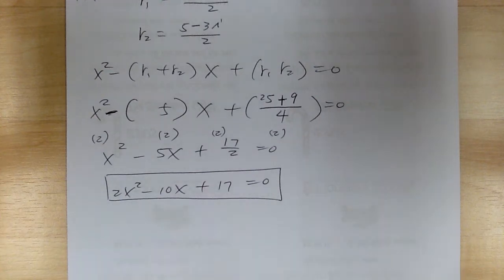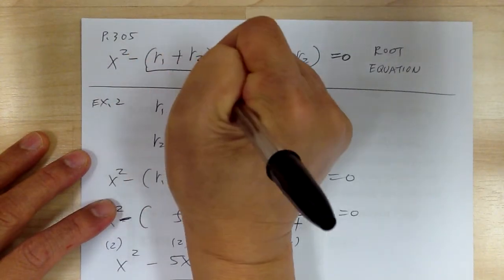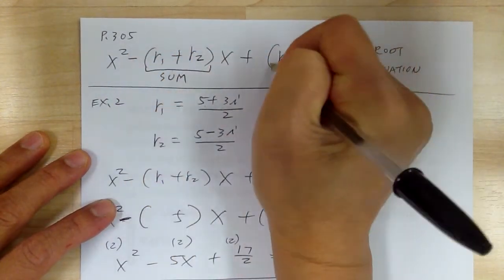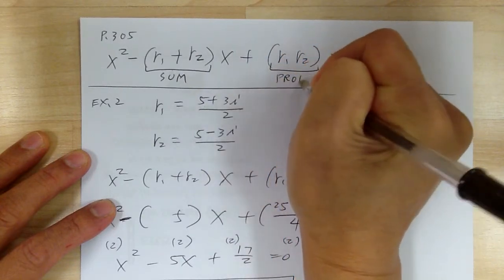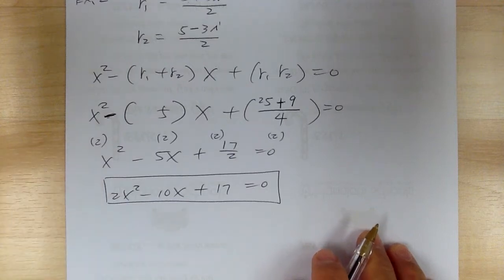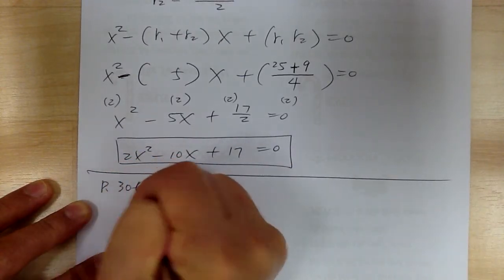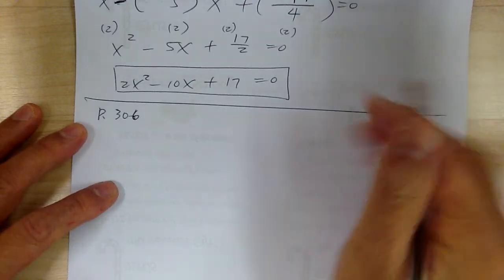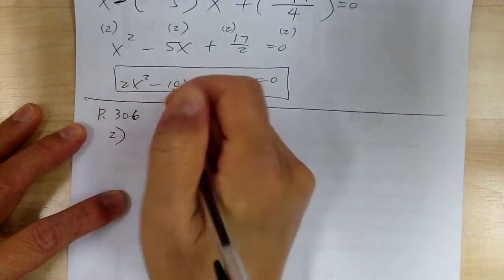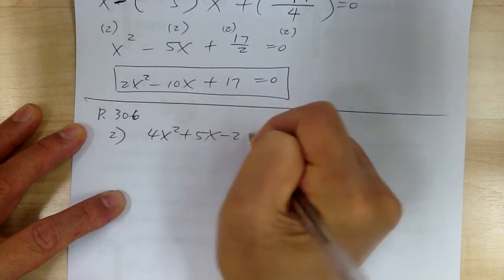So that's what this is for. Now, this is called the sum of the answers, the sum of the roots. So this is the sum, and this is the product. If you go to page 306 and look at number 2, you have 4x squared plus 5x minus 2 equal to 0.